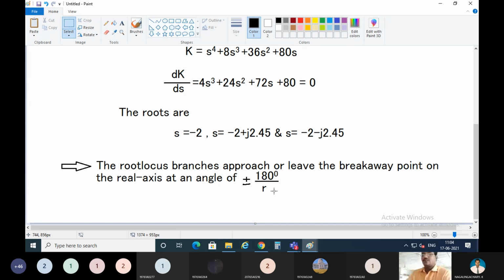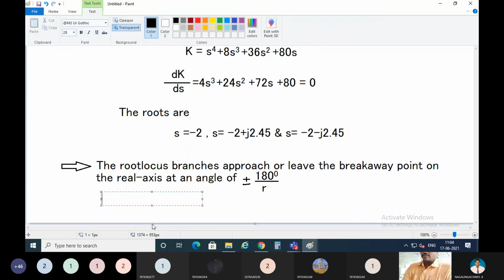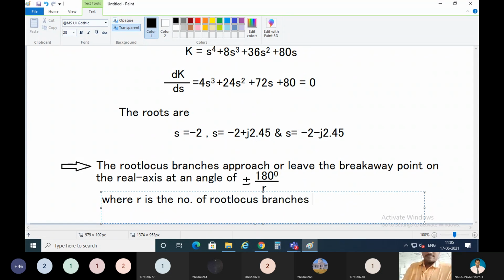That is the meaning. Where r is the number of root locus branches approaching or leaving the point.